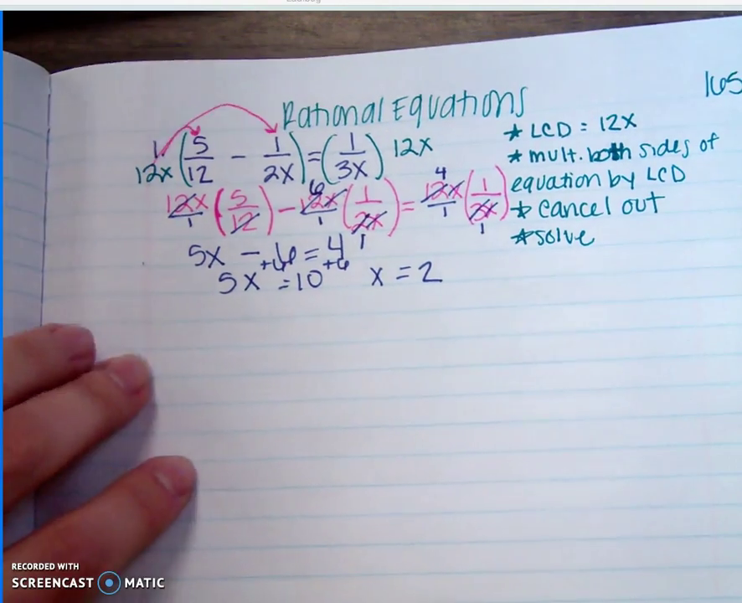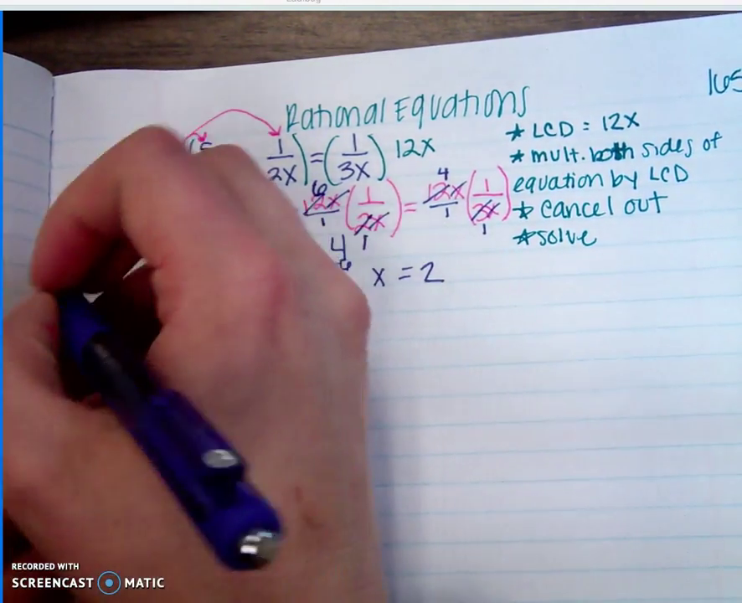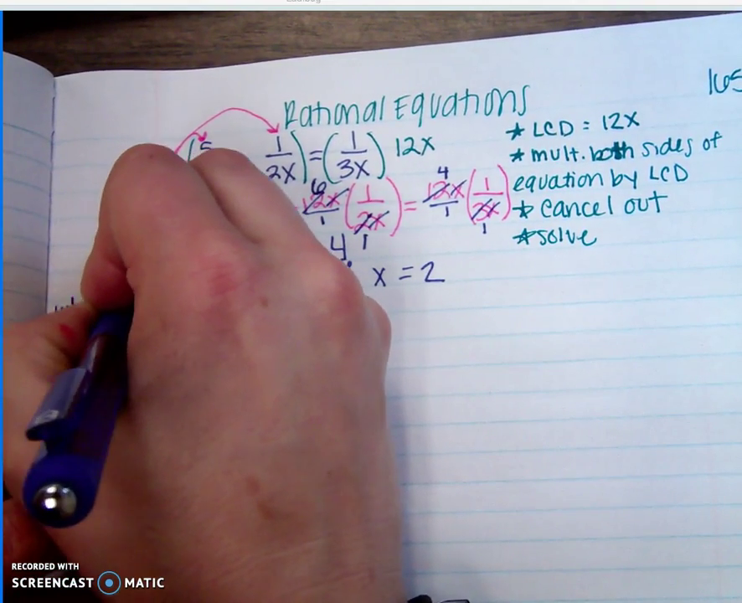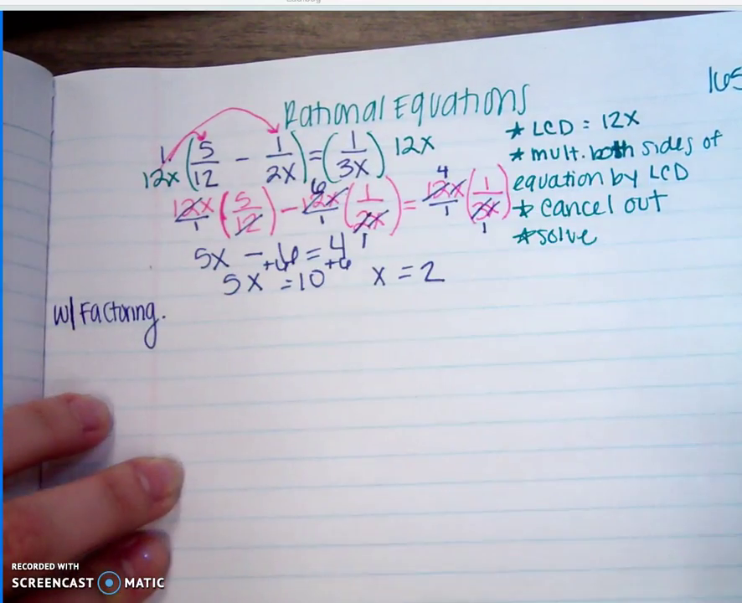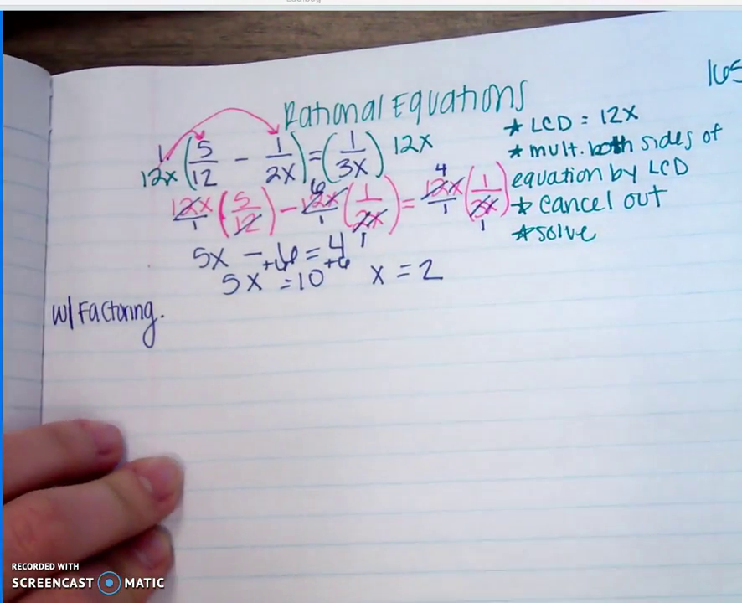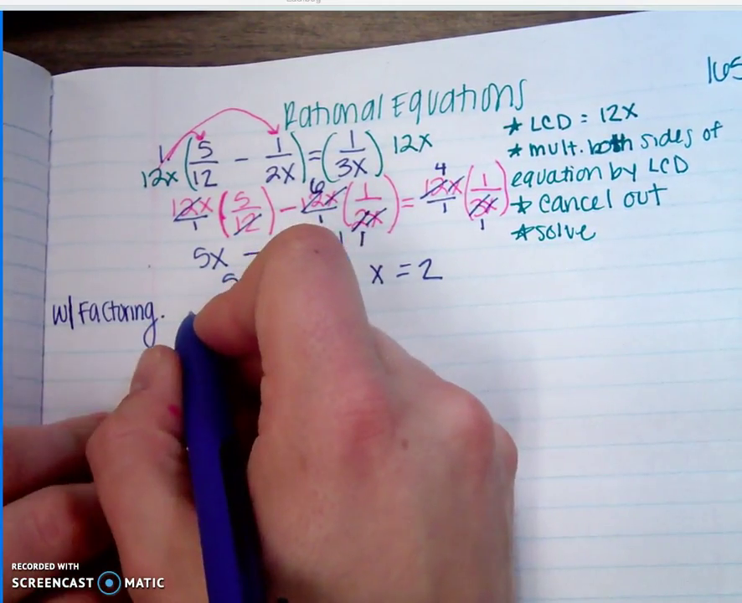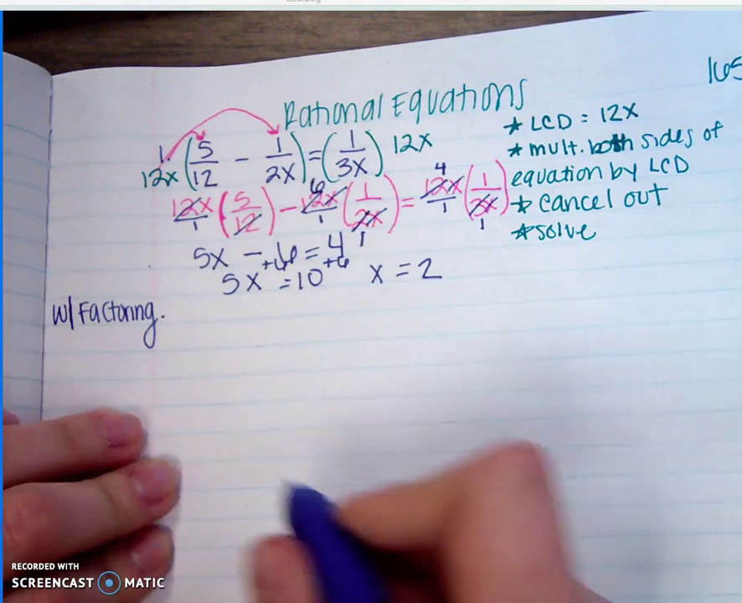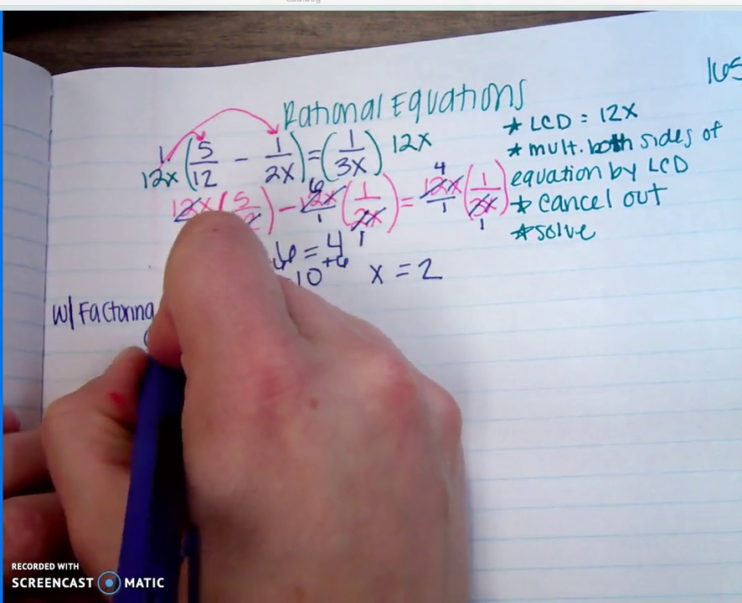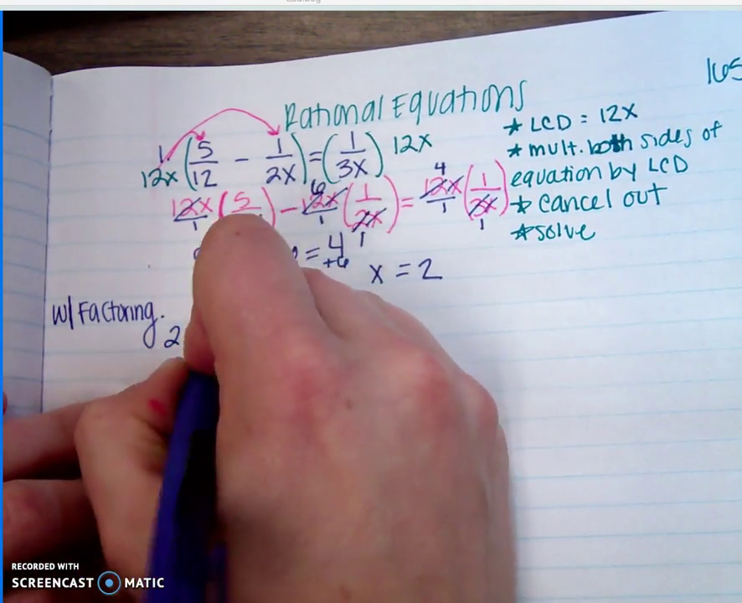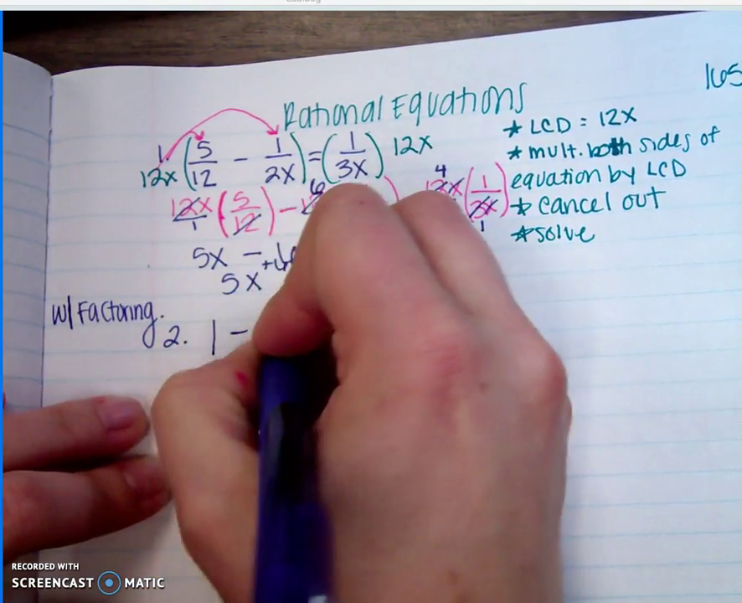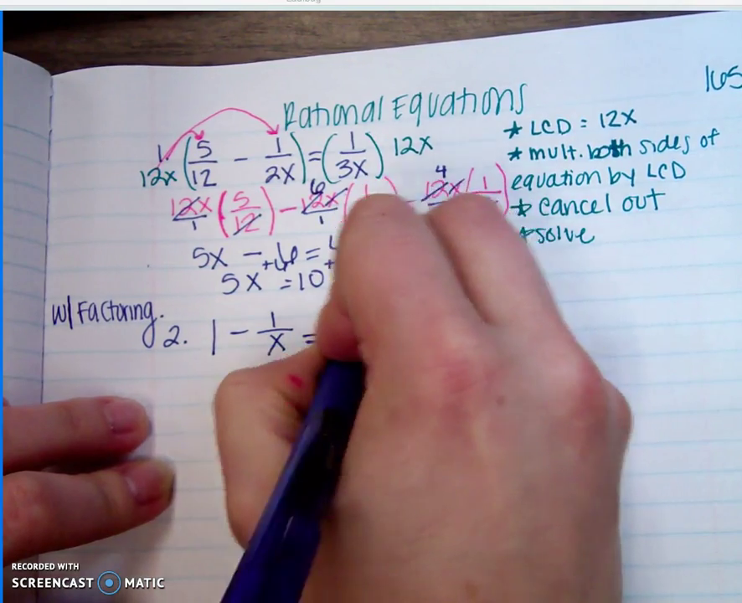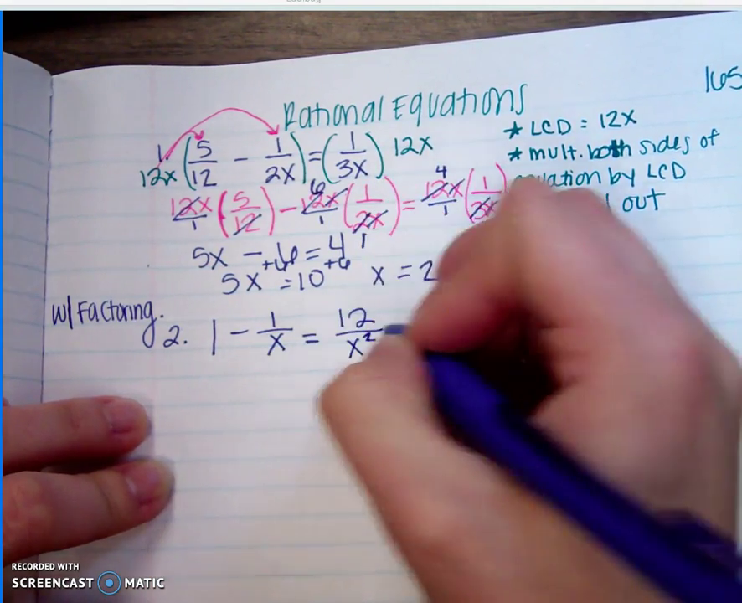Now what we're going to do is solve with factoring. So this little portion is going to be on solving with factoring. All right, let's say I have 1 minus 1 over x equals 12 over x squared.